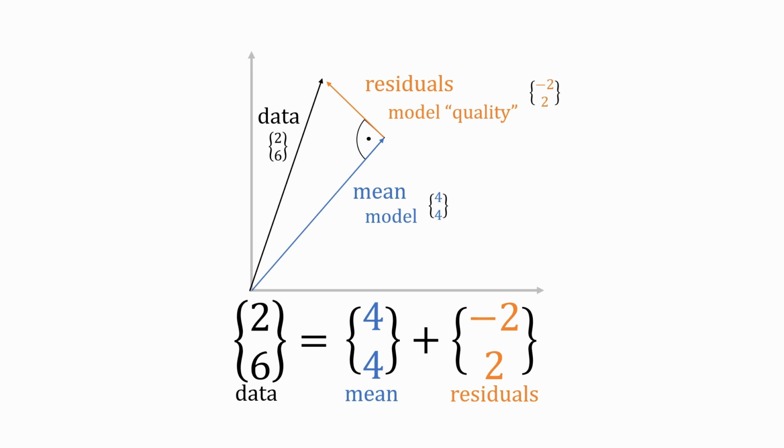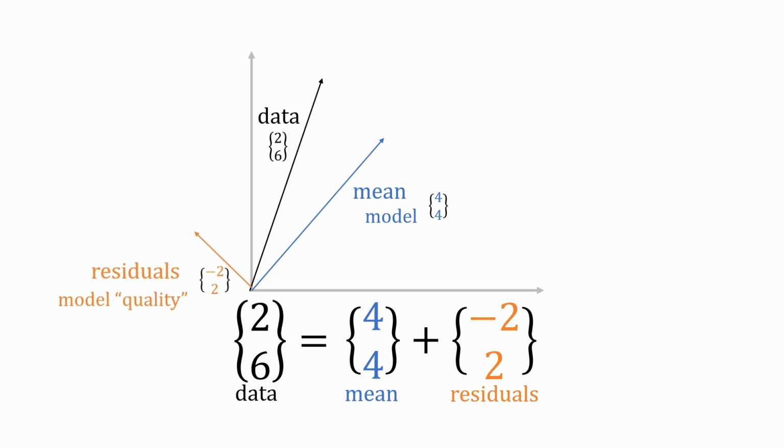Also note that vectors don't have a real position. They are defined by their length and the direction they point to. So we could also draw the residuals vector so that its tail will be at the origin of the coordinate system, like the other 2 vectors.